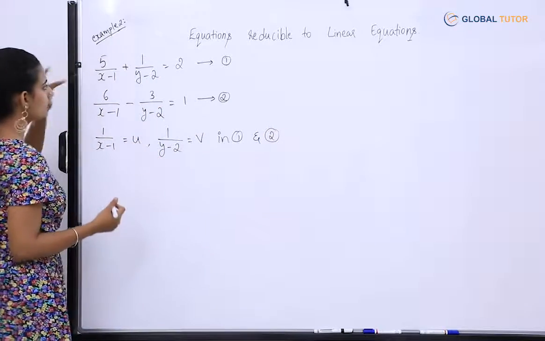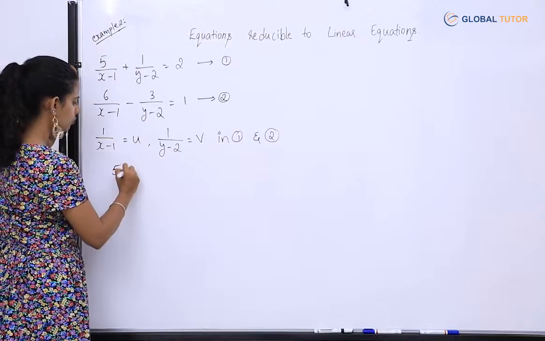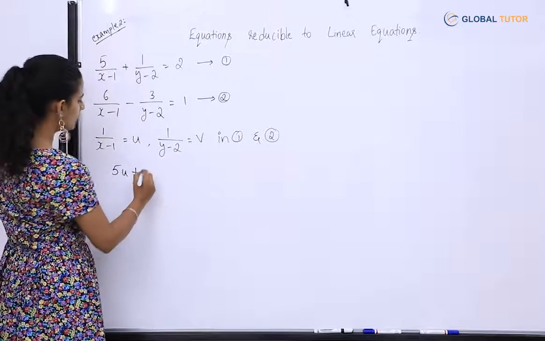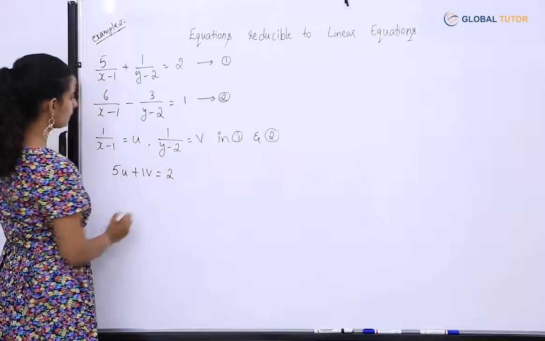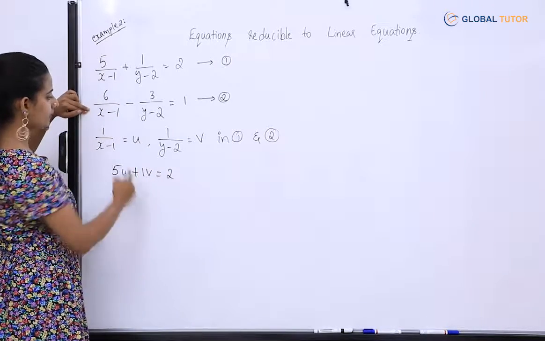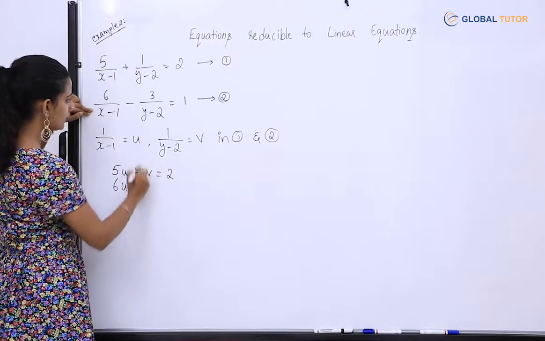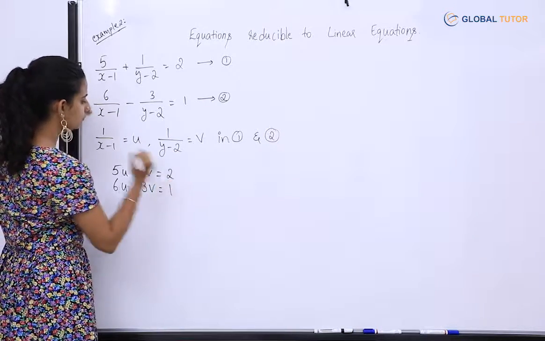So what do we get? This is 5 into u, so this becomes 5u plus 1v is equal to 2. And in the second equation, when we replace these values, we get 6u plus 3v is equal to 1.